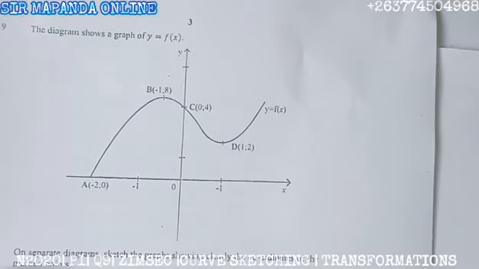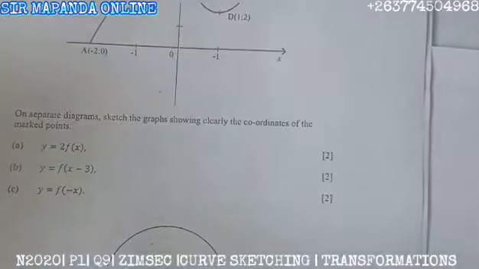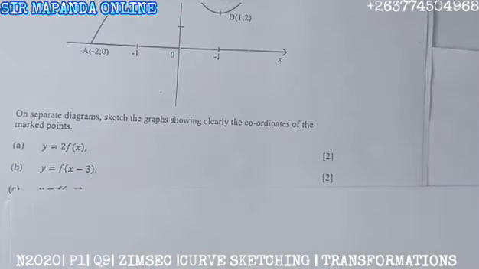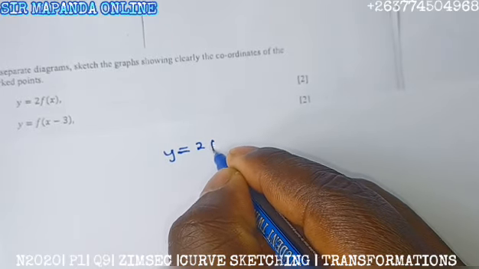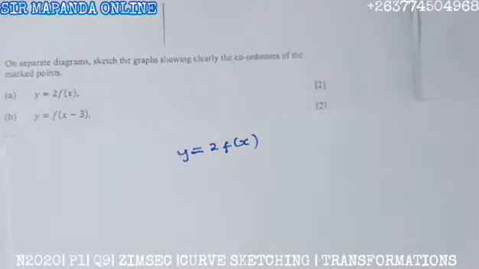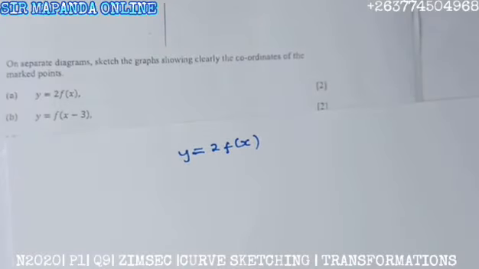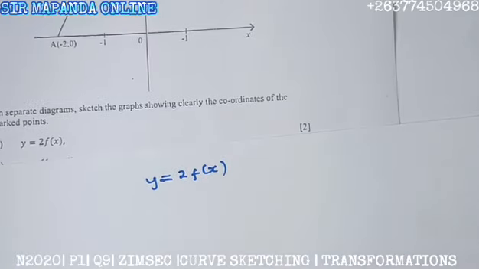Right, we are now on question number 9. It reads, the diagram shows a graph of y is equals to f of x. On separate diagrams, sketch the graphs showing clearly the coordinates of the marked points. Right, so what is the meaning of y is equals to 2 f of x, which is the first part? They want you to sketch the graph of y is equals to 2 f of x to get the 2 marks. So it is very simple.